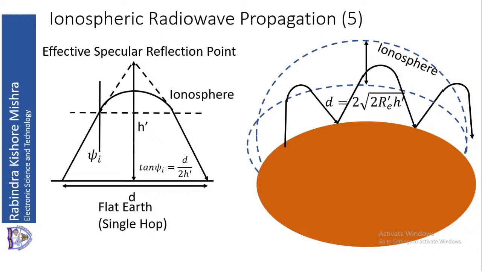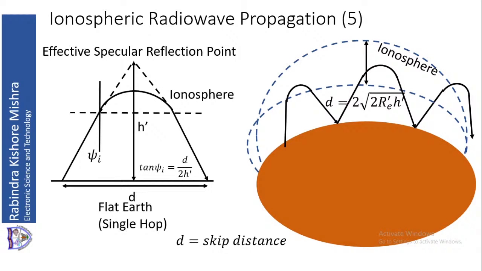In this case, d is equal to 2 times root over of 2 re dash h dash. h dash, I have told you, is the virtual height, so I am not worried about h dash. What is re dash? Re dash is the effective radius of the earth. What is the effective radius of the earth? You know, earth is not a perfect sphere. Therefore, we assume earth to be a sphere. If we assume earth to be a sphere, the radius of that sphere is the effective radius of the earth.